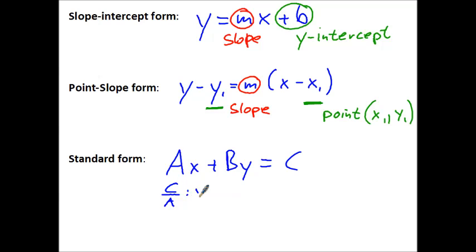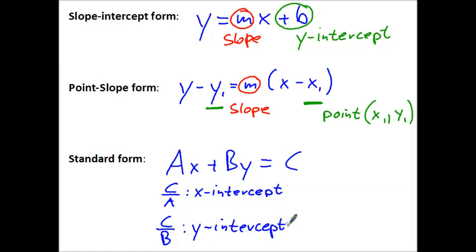C over a will give us the x-intercept, because a is the coefficient of our x. C over b will give us the y-intercept. And again, this is just review from Algebra 1. And negative a over b will give us the slope. Again, two different ways of doing this. I will show you again in one of the next examples how to rewrite the equation that's in standard form into a slope-intercept form equation.